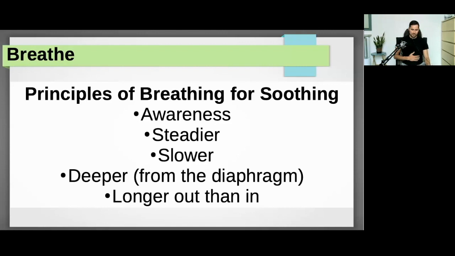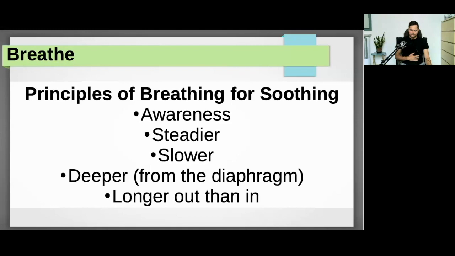And the fifth and final principle is to have slightly longer out breaths than in breaths. Why is this? Well, our out breath is controlled by our parasympathetic nervous system and our in breath by our sympathetic. So if we spend longer on our out breath, that engages our parasympathetic nervous system for longer. This can also be quite strange and uncomfortable if it's new.